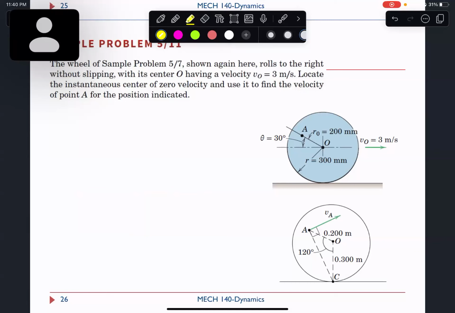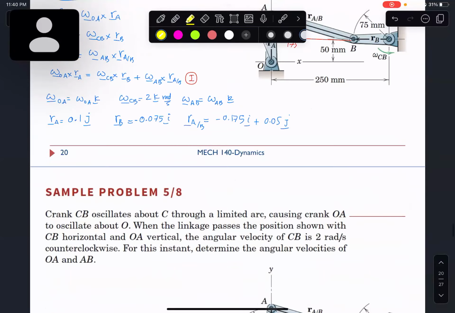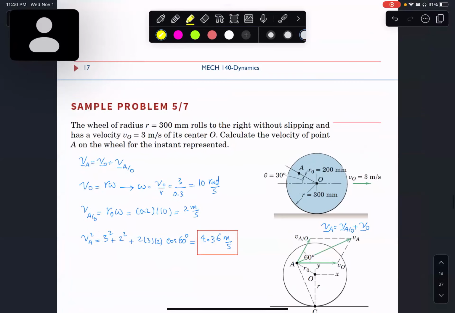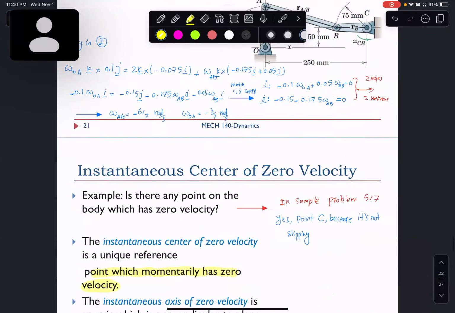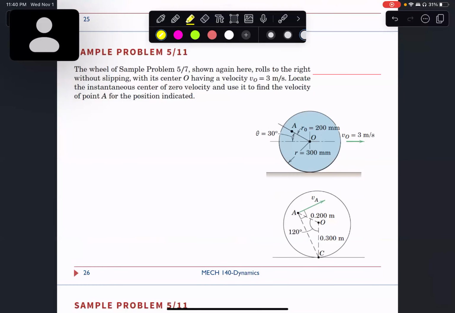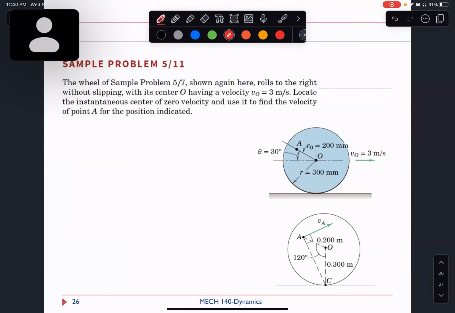Now, the last thing that we are going to talk about today is we're going to do an example. The example that we did, example problem 5-7, we showed how you can solve that using relative velocity. Now we're going to use instantaneous center of zero velocity. Okay? All right, let's do that. And this is sample problem 5-11.